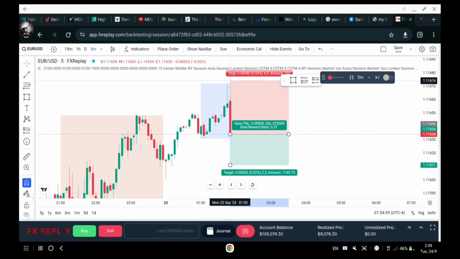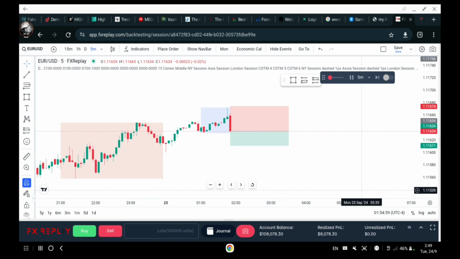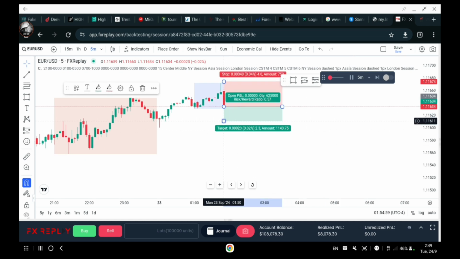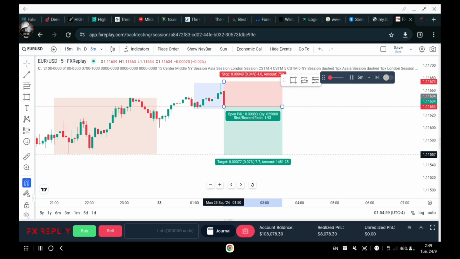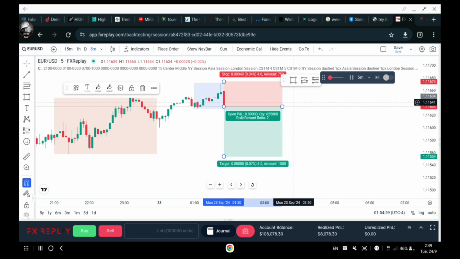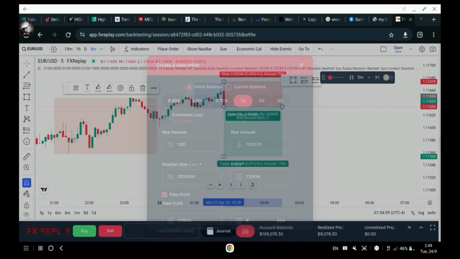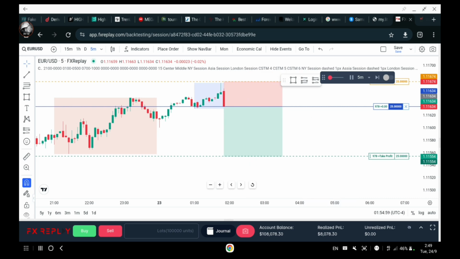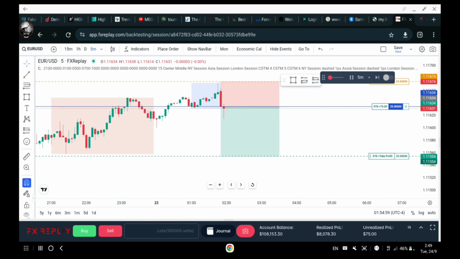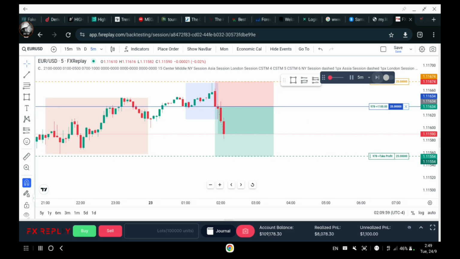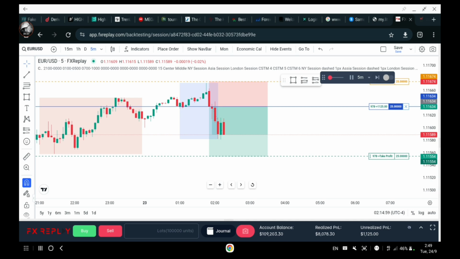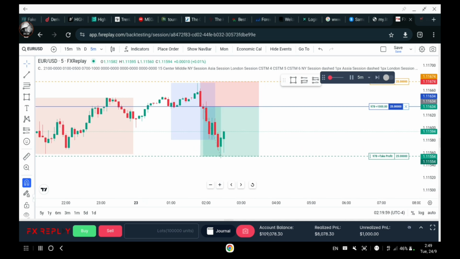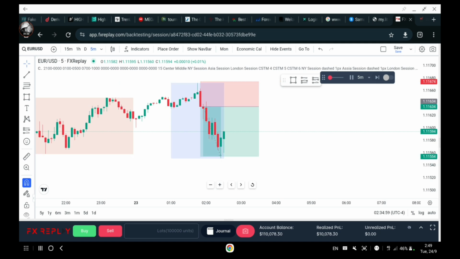This one I would take it and target my 1 to 2. It's not that big to concern me. There we go, 2 hour, and we take the trade. Just let the market do its thing and see if take profit is hit, and take profit is hit for a 1 to 2.